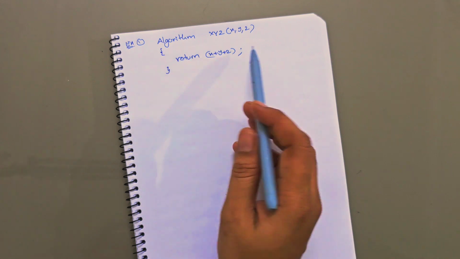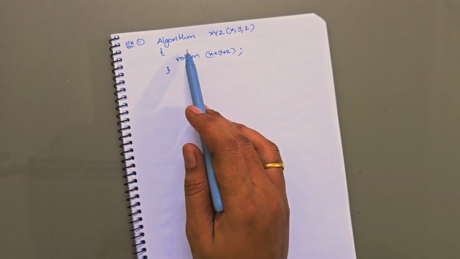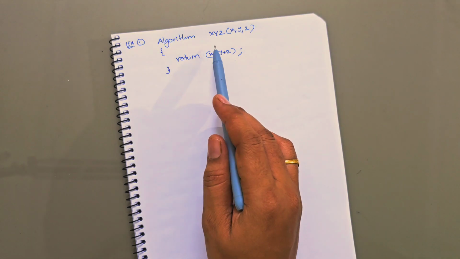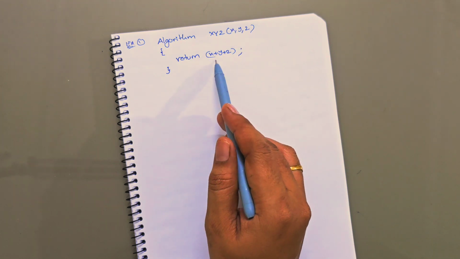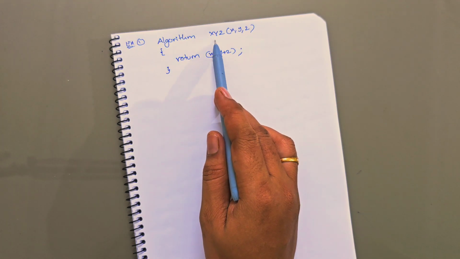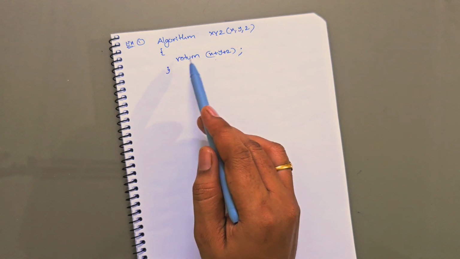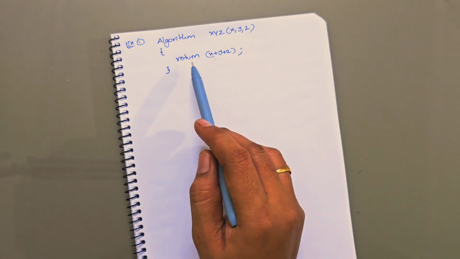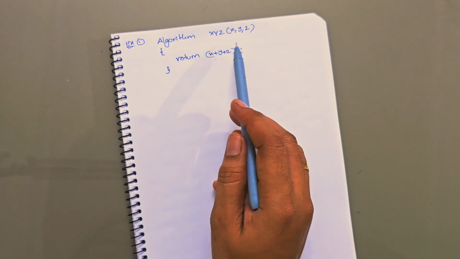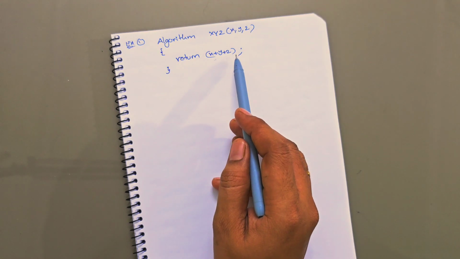Let us see how to calculate space complexity for this algorithm. This algorithm represents the sum of three numbers. This is the algorithm name and it has three parameters x, y, z, and it is returning x plus y plus z. It is returning the summation of the values of x, y and z.